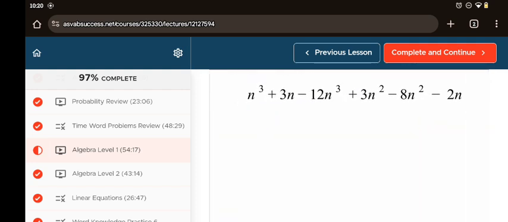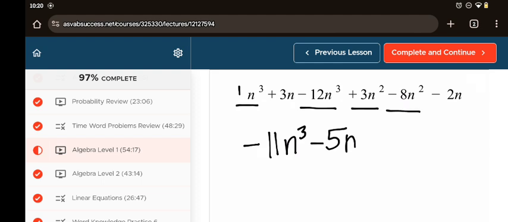Okay, so I hope you got it. Let me go ahead and show you how to do it. So this one has an n to the third, another n to the third. So this is 1 minus 12. That gives me negative 11n to the third. Then we have, let's look for the next number, 3n squared minus 8n squared. So 3 minus 8 is negative 5n squared. And then we have 3n minus 2n, and 3 minus 2 is 1, so plus n.